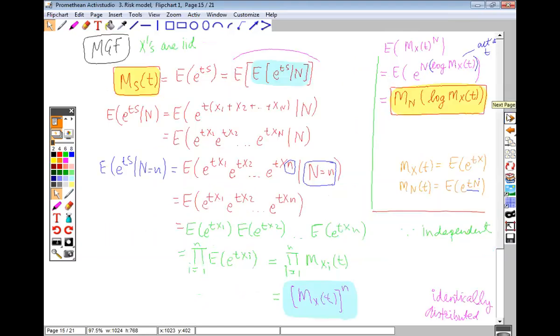Next, we saw the derivation of its MGF. What we saw was we do not have to care about S, because even if we don't know anything about S, using only the information we know about N and X, we can easily derive the MGF for our S as well, which turns out to be just the MGF of N with this as the parameter. So instead of T, I now have log of M_X(t).